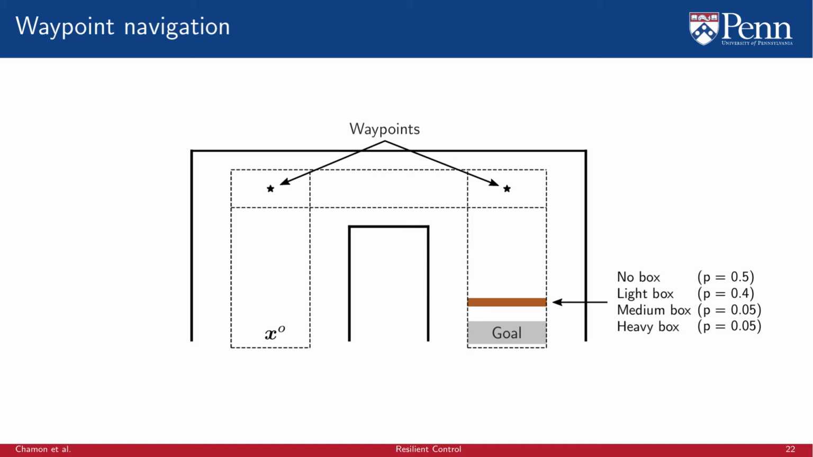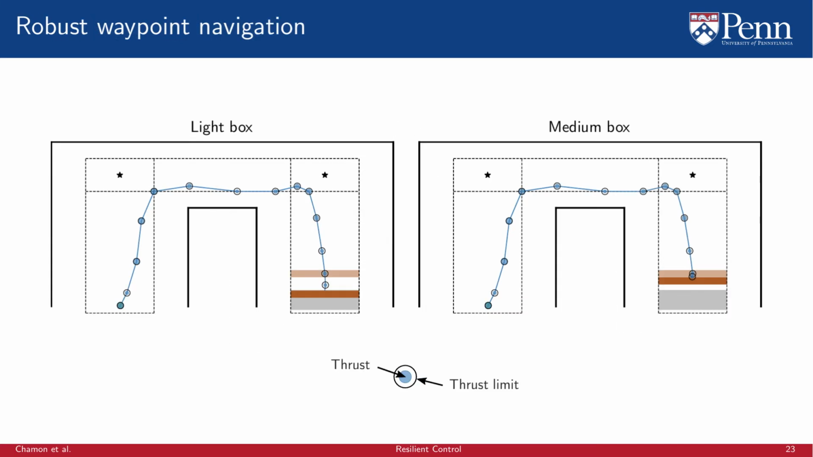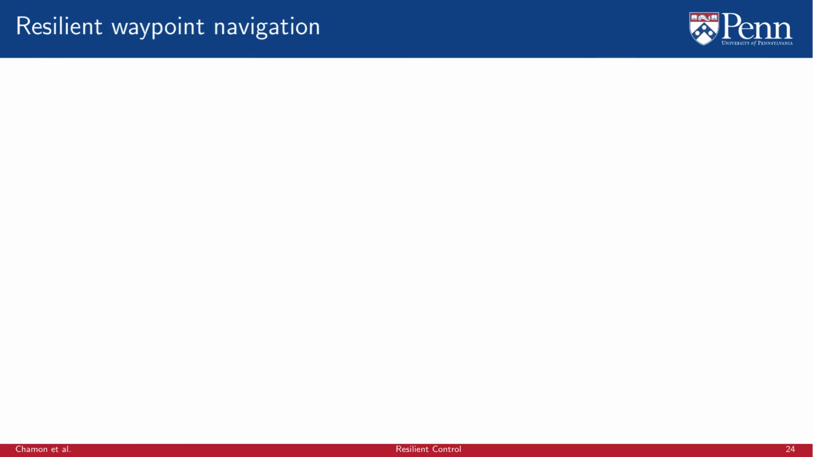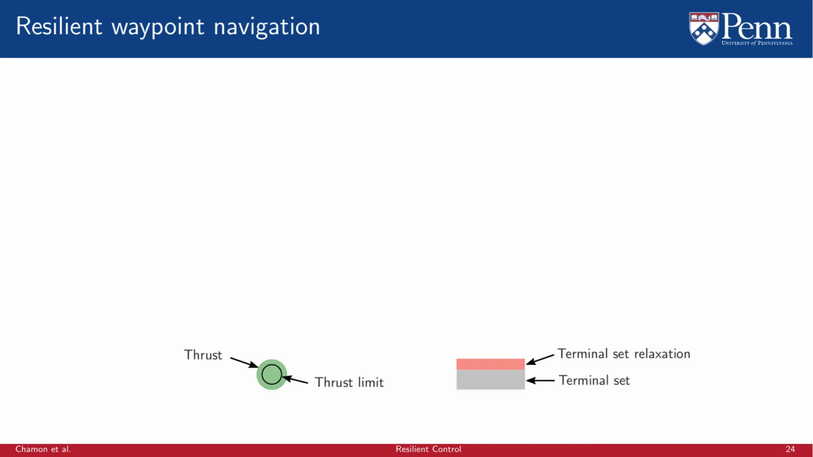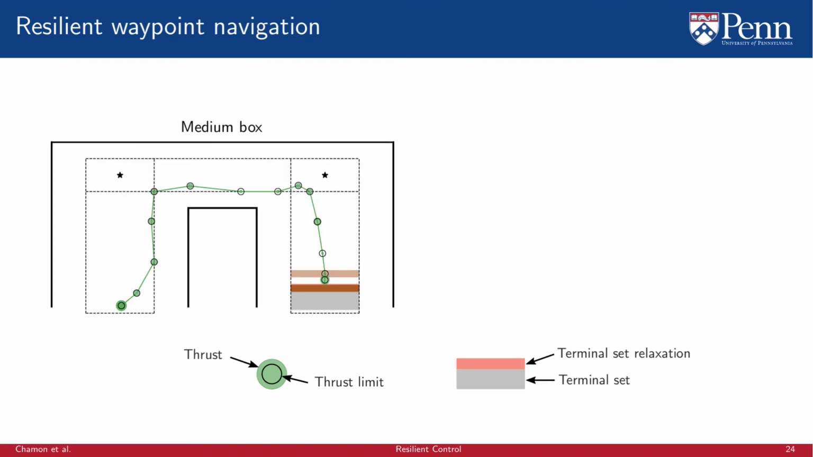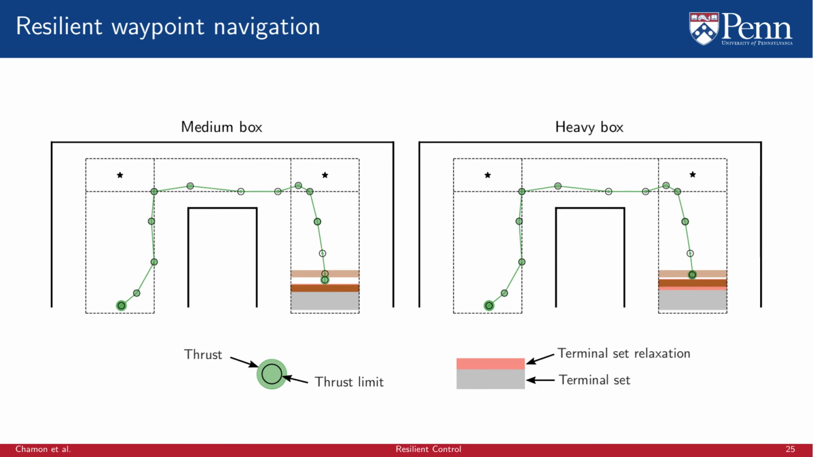Now, a robust plan that ensures the drone attains its target in 90% of the cases will provide enough thrust to push the light box, but give up and fail on the medium and heavy ones in order to satisfy its thrust limits. The resilient planner, however, is allowed to relax two requirements: the maximum thrust and the terminal set. In other words, it can choose between pushing harder or stopping early. Now, the drone is prepared to push even the medium box into the terminal set. But when it comes to the heavy box, it chooses to push it closer, but not all the way.